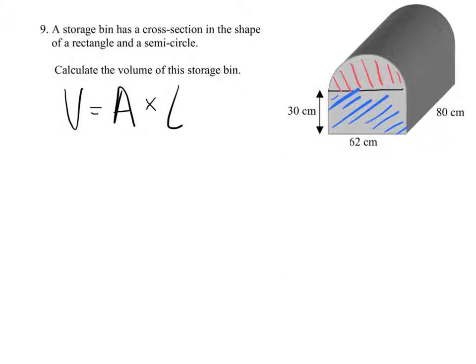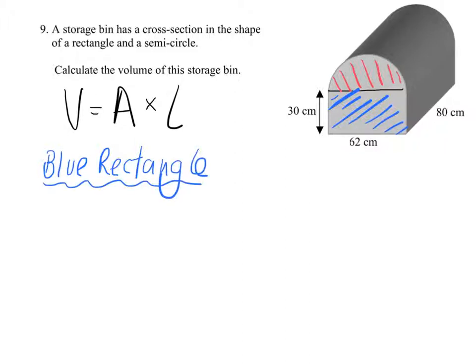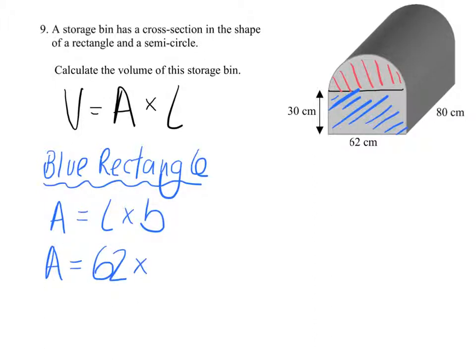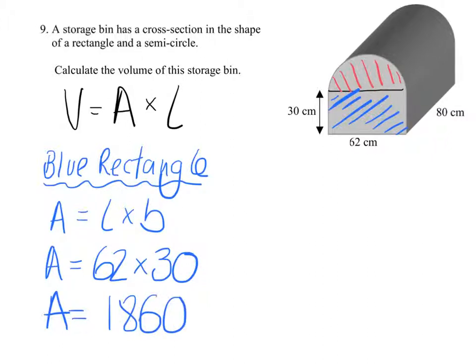So looking at the blue rectangle area first of all, that's probably the simplest one. So we'll just call that the blue rectangle to keep our working nice and neat. It's a rectangle shape. The area of a rectangle, as you should know, is the length times the breadth. Substituting in the length and the breadth, the length is 62, the breadth is 30. So that's 62 multiplied by 30. If we use a calculator, then we get the area of the rectangle, which is 1,860 square centimetres. We'll just separate our working down the middle here.